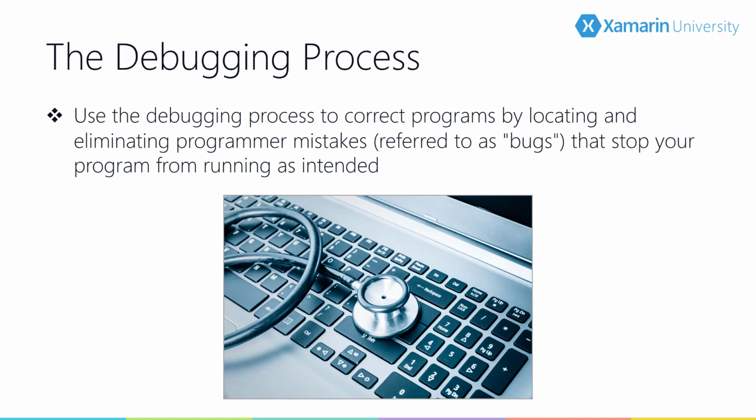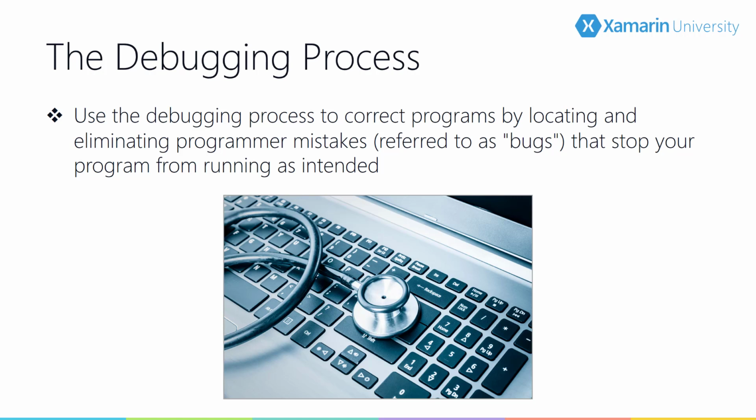So the process of finding and fixing these bugs is referred to as debugging, and this is a critical part of the software development process. Almost every program starts out with bugs because programs are far too complex to create them perfectly the first time, and your job is to find the bugs and fix them so that your program runs correctly.